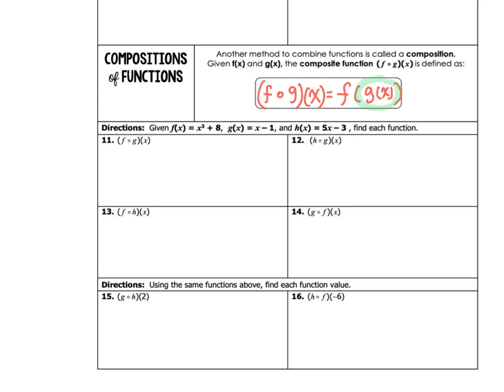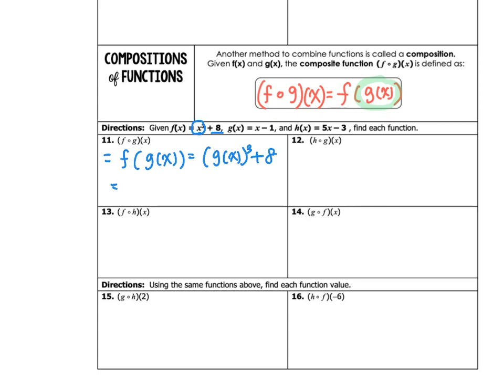This is what? f of g of x. So g of x becomes the input for f of x. So let's write down f of x, which is x cubed plus 8. So instead of x, what do we need to put? We need to put g of x in, cubed plus 8. Does that make sense?